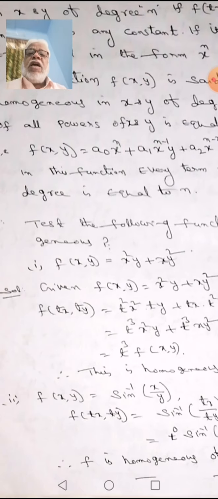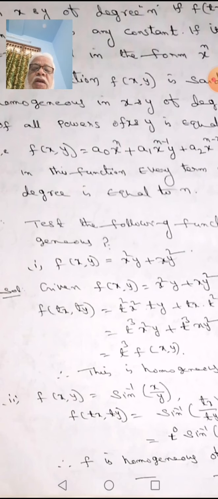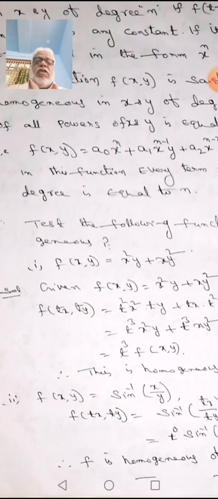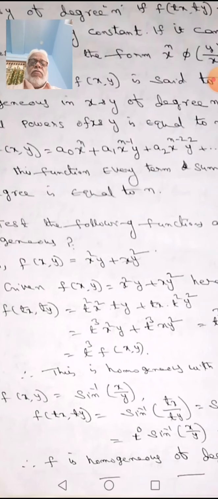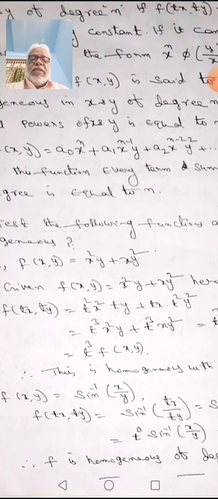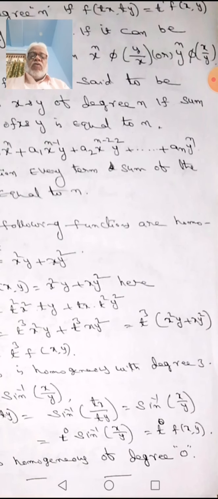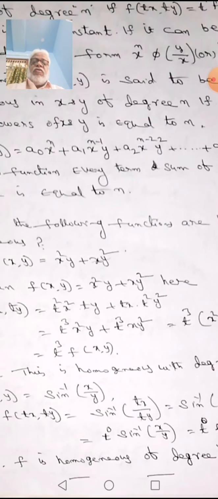So f of tx comma ty is equal to, what is x square actually? t square x square, because instead of x we substitute tx, into ty. Plus x is tx, y square means t square y square. So finally t cube x square y plus t cube xy square. If you take t cube as common, x square y plus xy square. So again this is in the form t cube f of xy.